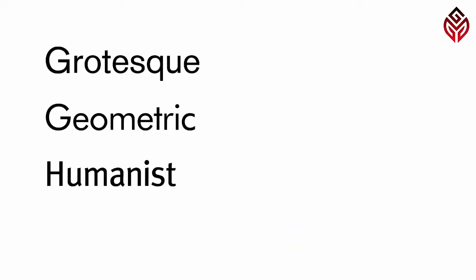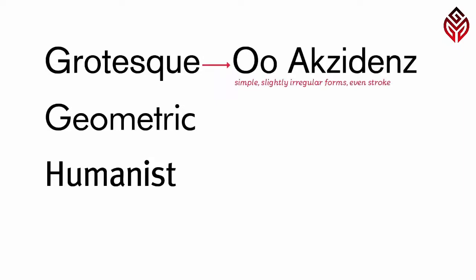We can break sans serif typefaces down into three major categories. Let's look at them chronologically: grotesque, geometric, and humanist. If we look at grotesque letter forms, these are quite simple letter forms. They're built out of slightly irregular forms with an even stroke. And what this means is the typeface looks very clean and modern like a sans serif, but it still has a little bit of the funkiness and unevenness that we've seen in serif typefaces.